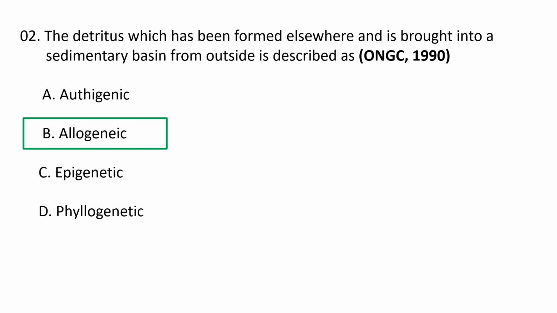So this is the detritus which has been formed elsewhere and is brought into a sedimentary basin from outside. So B. Allogenic is the correct answer.